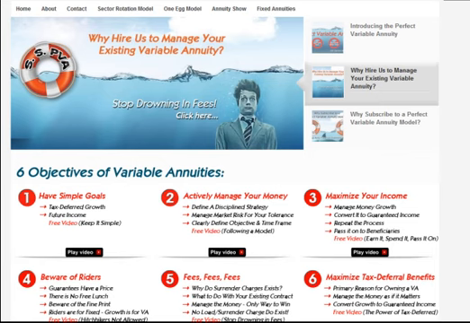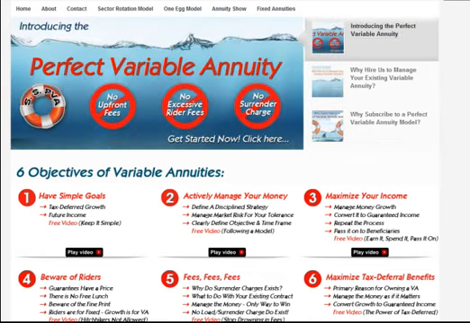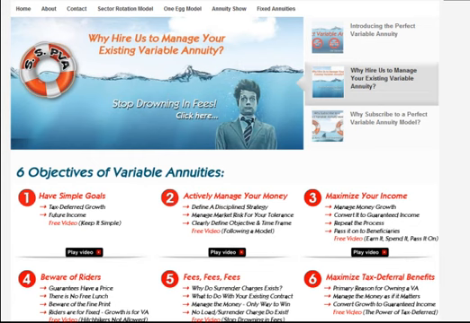The beauty to me of a variable annuity is that you have the ability to proactively manage your money and not have to worry about tax liability. In other words, the tax-deferred growth component is that you can switch between portfolios and not have to worry about what the tax ramifications are. And as you can see here, actively manage your money.